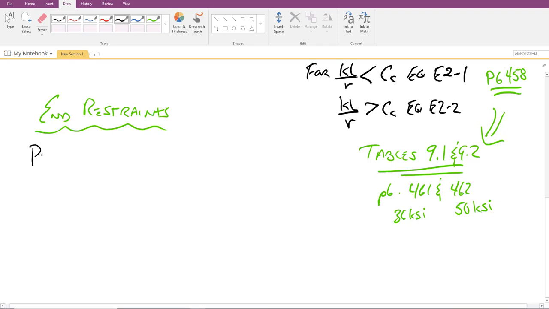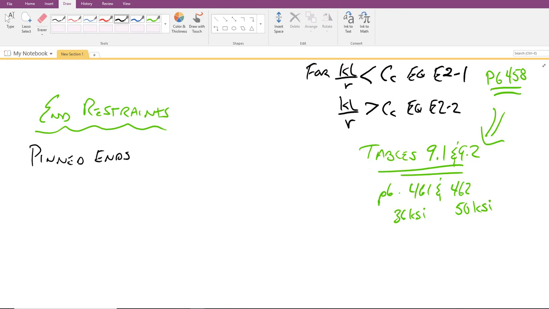Just as a reminder, when we assume that we have pinned ends, then that's the baseline value, and our adjustment factor K would be 1.0. When we're dealing with steel materials in general, we oftentimes assume that if it's a bolted connection, that it is a pinned connection, but if it's welded or has some web stiffeners or other means of making it a fixed connection, that we can go ahead and use a fixed connection.